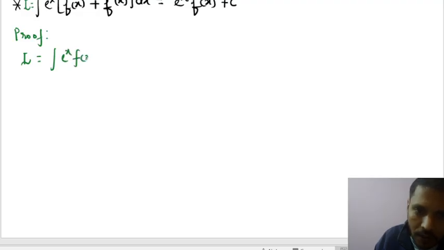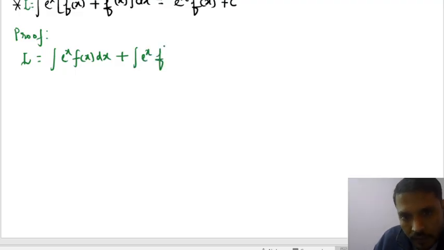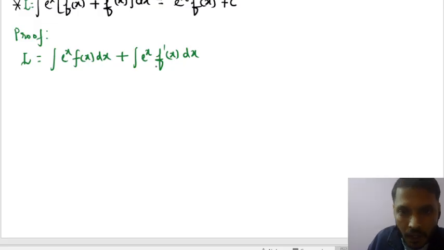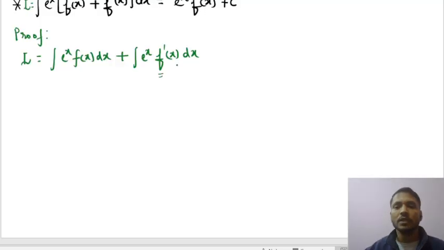Here we will get f x and then dx. Right? Here we will get plus integration of e to the power x, and here f dash of x into dx. All right. Now what can we do? Here we have to integrate this part. What is the integration of this part? Because it is given in the derivative, and we know that derivative is the opposite of integration, right? So when we apply the integration on this, what are we getting?